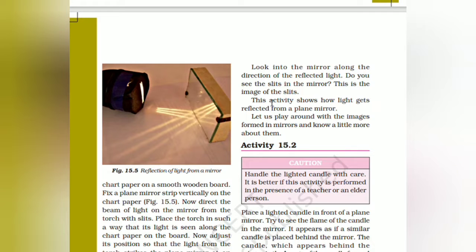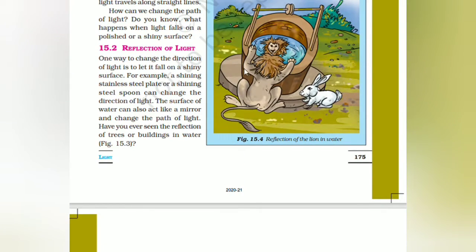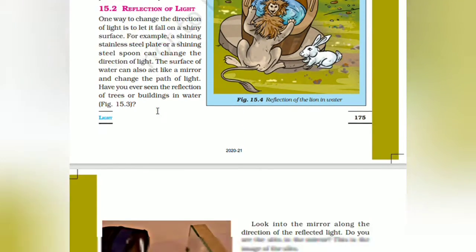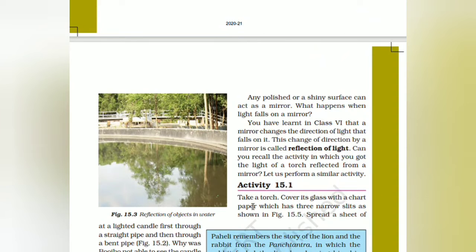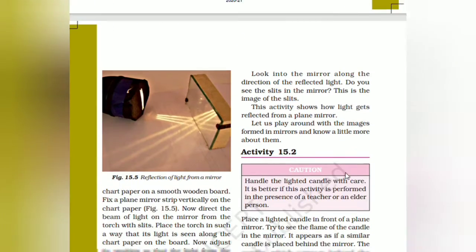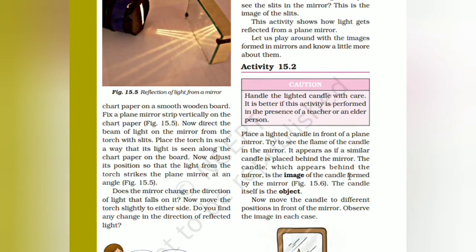This is the image of the slits. That is what we have seen. Take a torch and cover its glass with a chart paper that has 3 slits. So the light coming out from the 3 slits will be 3 rays. Okay. Direct the beam of light on the mirror from the torch with the slits. Place the mirror in such a way that light is seen along the chart paper on the board.